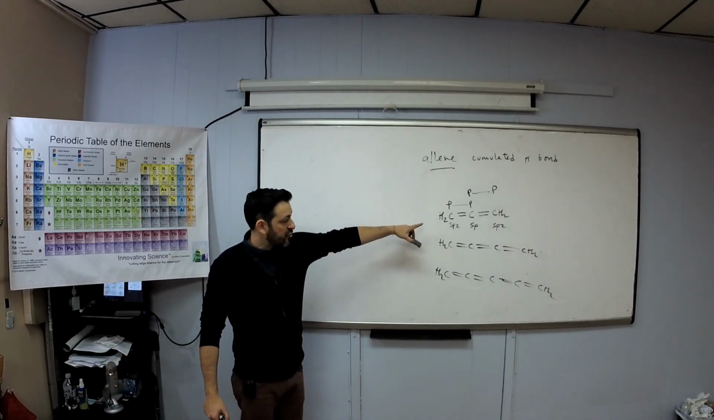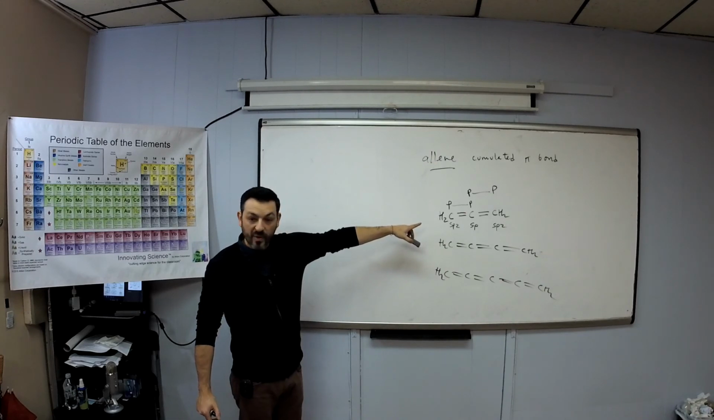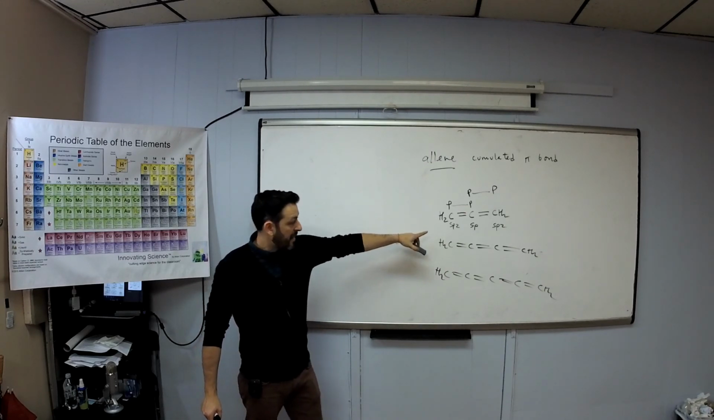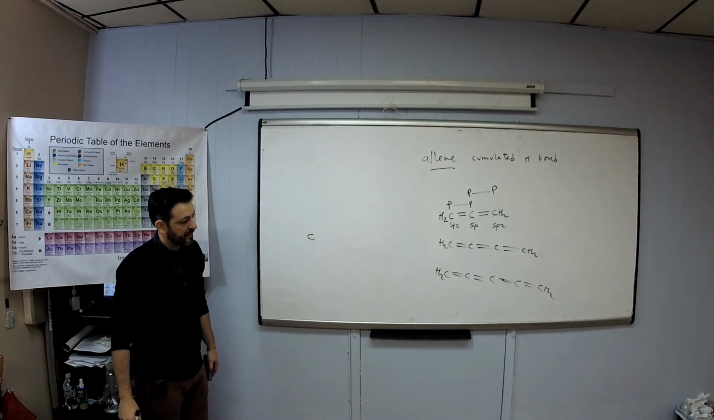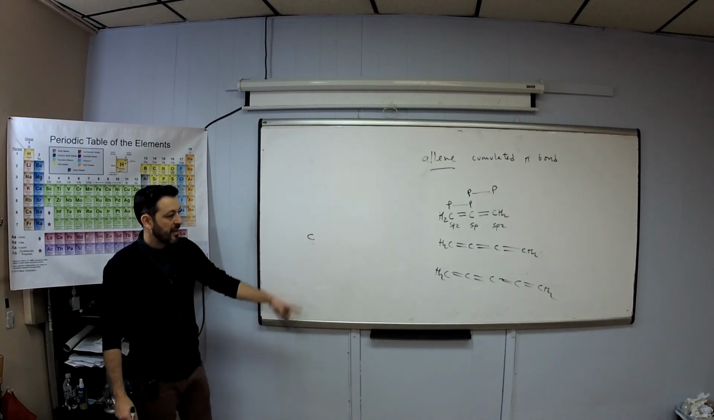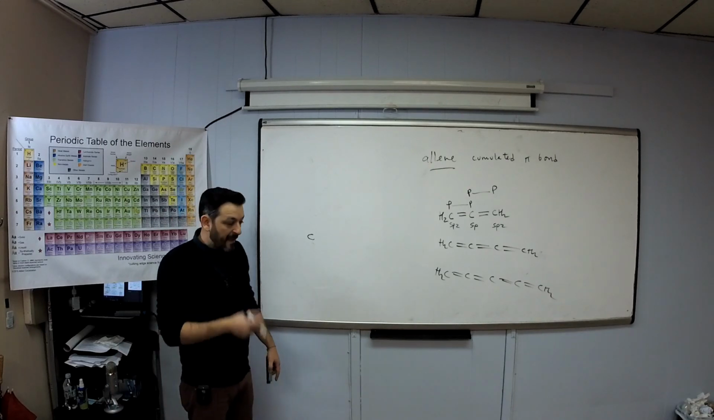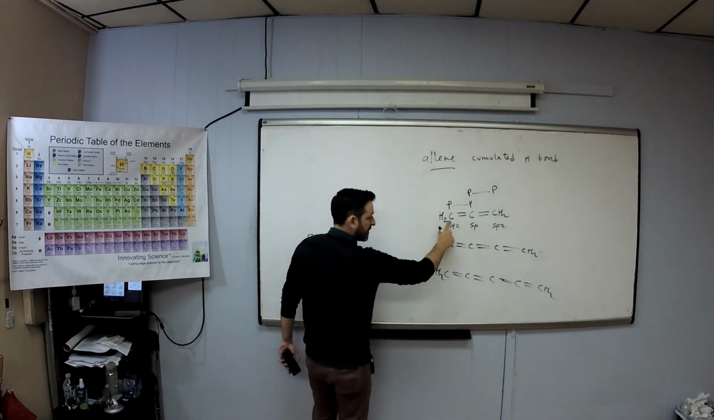How are we going to draw that? I'm going to try to prove that that's not trigonal planar, and we have to be careful on how we draw the orbitals. I'm going to start with this. Here's a carbon. What is that? That's an allene. Accumulated pi bonds.